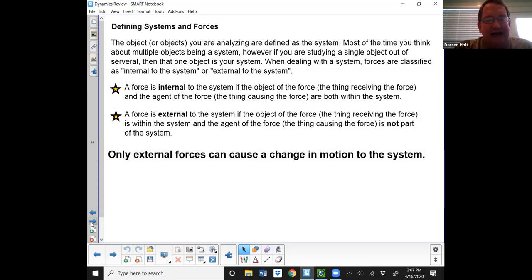A force is external if the object that is receiving the force is in the system and the thing that is applying the force to the object is outside of the system. Why this is very important is there are many statements in physics where you're talking about the impact of external forces on whether it's motion, energy, or momentum, right? So it's important that you can clearly define and understand what internal and external are.